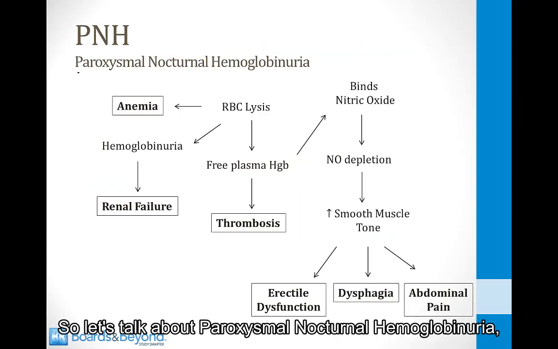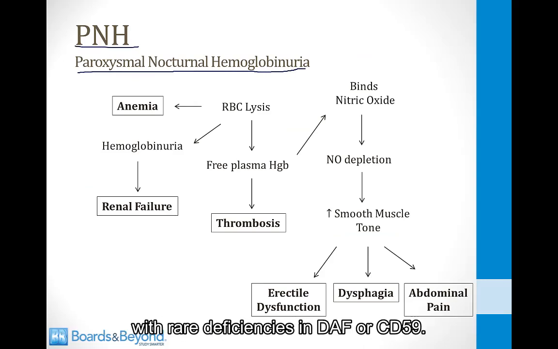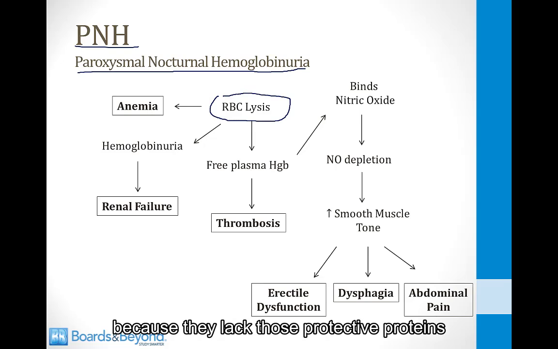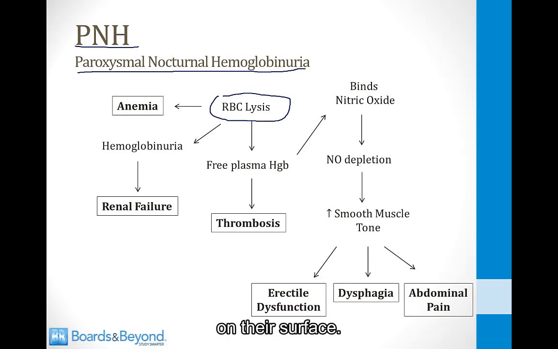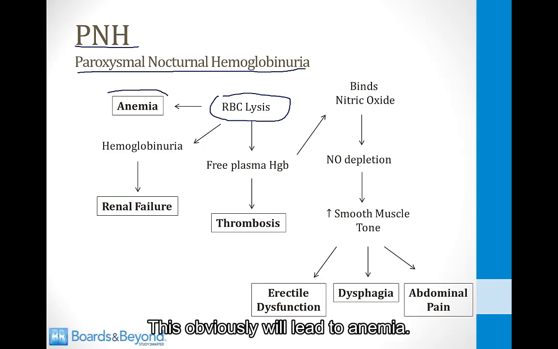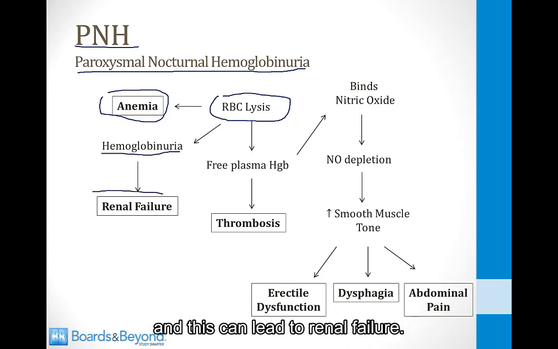So let's talk about paroxysmal nocturnal hemoglobinuria, or PNH. This is the syndrome that patients get when they are born with rare deficiencies in DAF or CD59. The primary problem is red blood cell lysis because they lack those protective proteins on their surface and they have complement-mediated lysis of red blood cells. This obviously will lead to anemia. In addition, it will lead to the spillage of hemoglobin into the bloodstream and finally into the urine. That's why they get hemoglobinuria, and this can lead to renal failure.